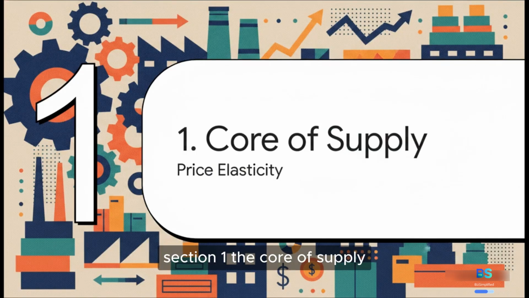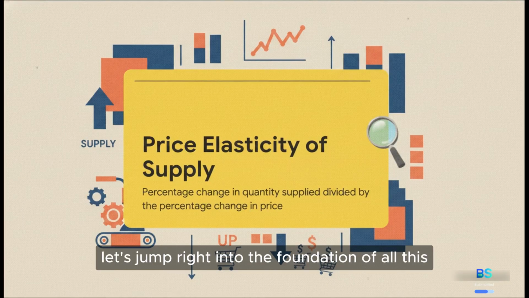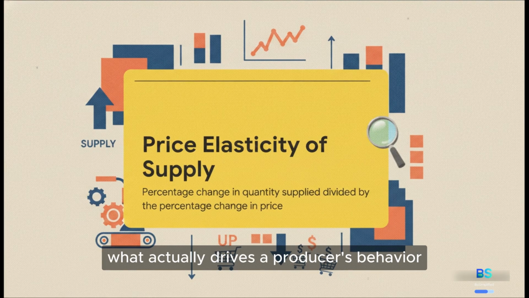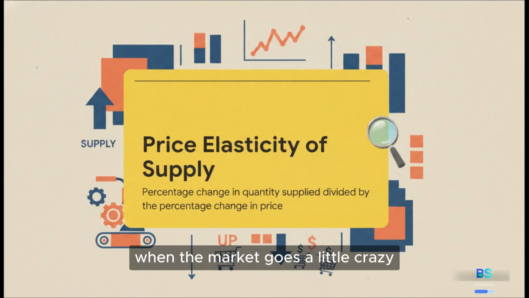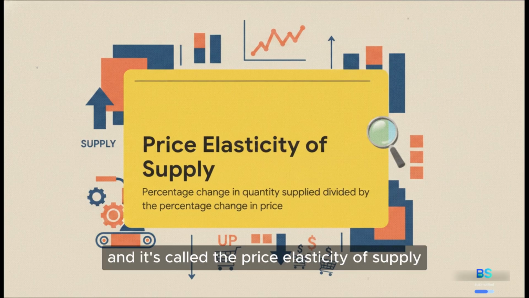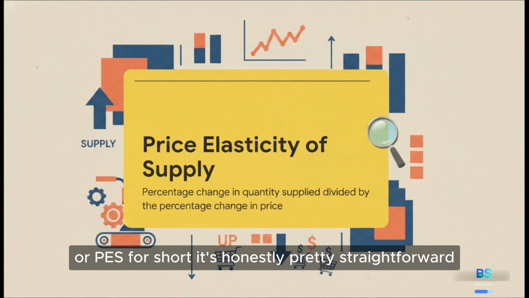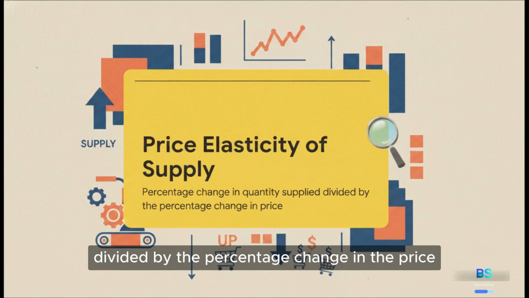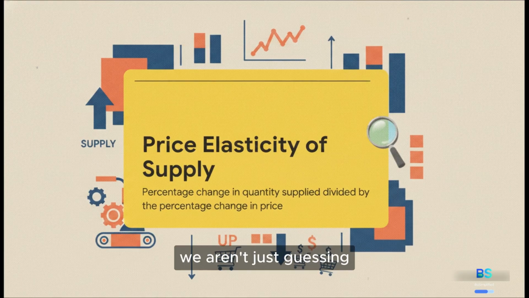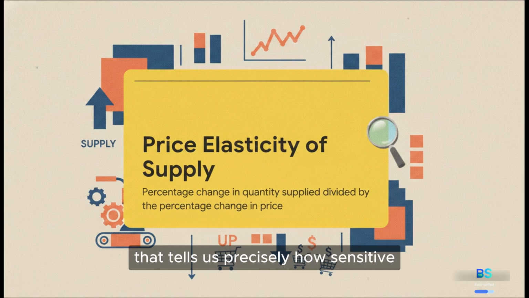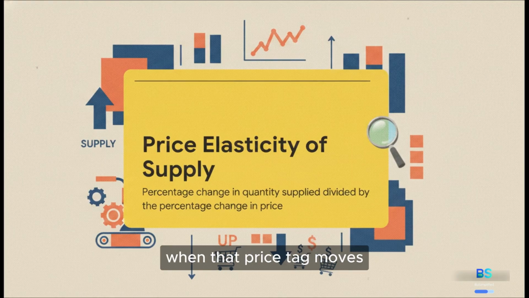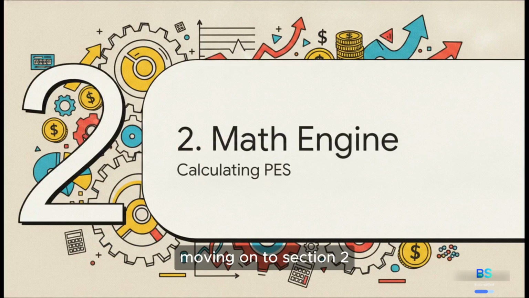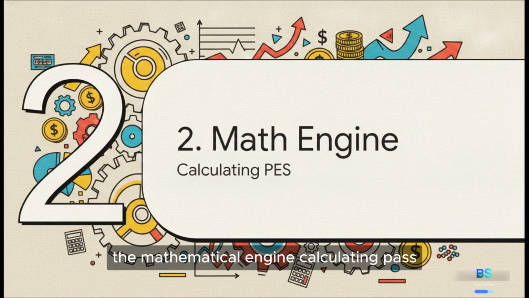Section 1. The core of supply, price elasticity. Okay, let's jump right into the foundation of all this. What actually drives a producer's behavior when the market goes a little crazy? Well, in microeconomics, we use a very specific metric, and it's called the price elasticity of supply, or PES for short. It's honestly pretty straightforward. It's just the percentage change in the quantity you supply divided by the percentage change in the price. We aren't just guessing how a business feels about pricing. This is an exact, hard number that tells us precisely how sensitive and how agile a supplier is when that price tag moves.